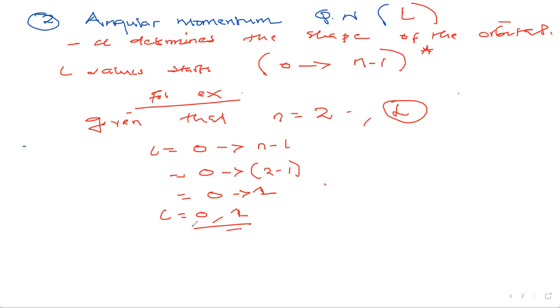So if we had, let's say, n equal to 3, which means our n minus 1 was going to be 2, the values of L were going to be 0, 1, 2, because the last value must be n minus 1. So again, if we have n.